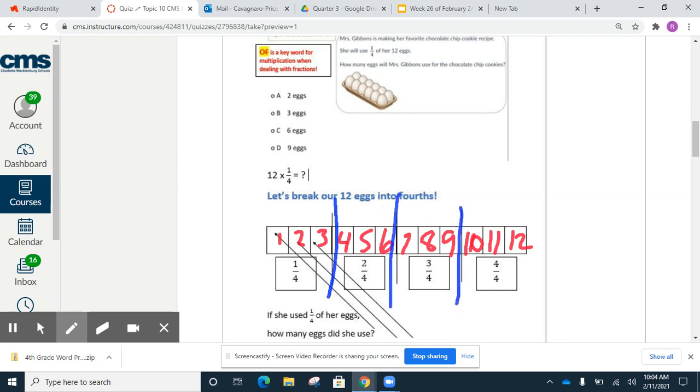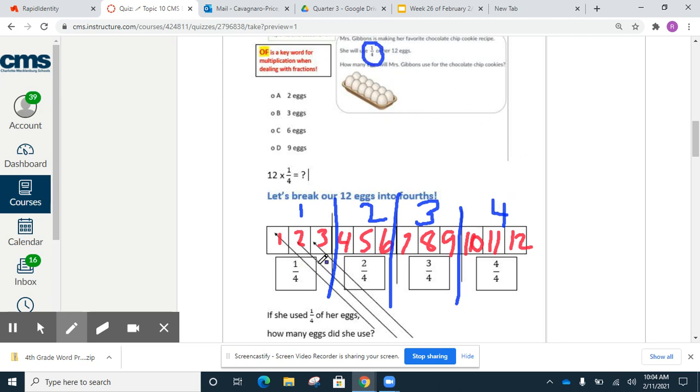This right here is group 1. This is 1/4. This right here is group 2. This is 2/4. This right here is group 3. This is 3/4. And this right here is group 4. This is 4/4. So I broke my 12 eggs into 4 groups, 1, 2, 3, 4, because she's using 1/4 of the 12 eggs.